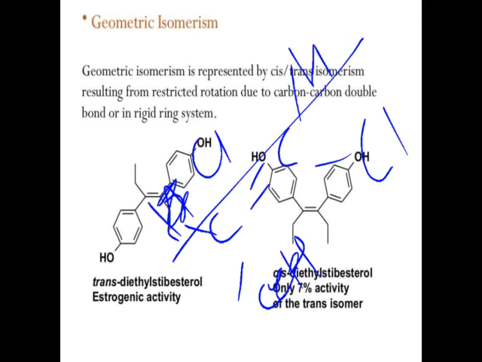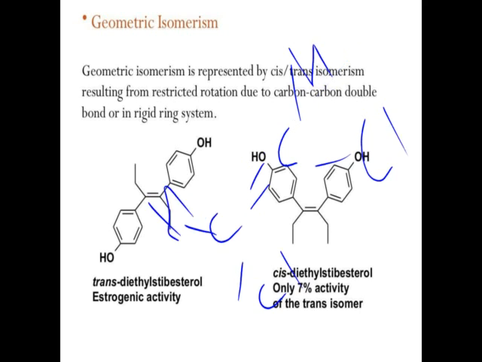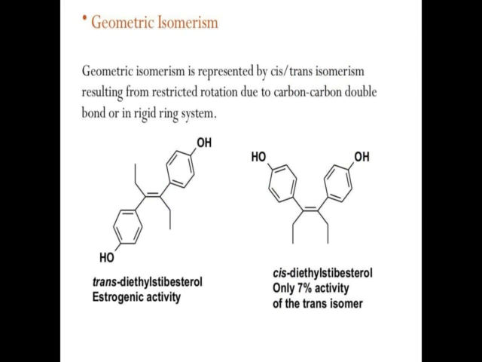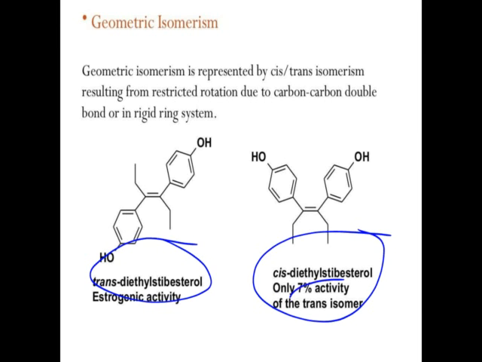So one of the isomers has more activity as compared to another. In the case of diethylstilbestrol, they have the cis and trans forms. These are the estrogenic steroids. The trans has the estrogenic activity, but the cis has only 7% activity as compared to the trans isomer.